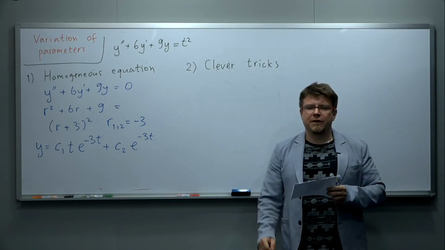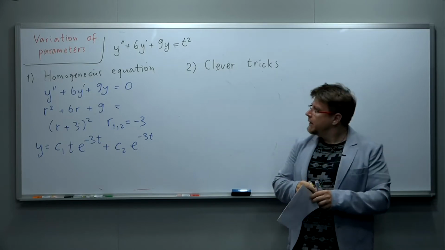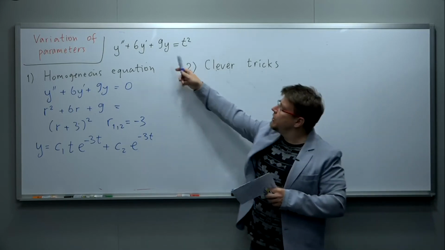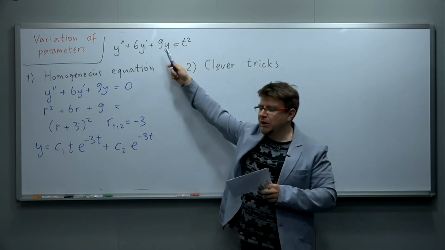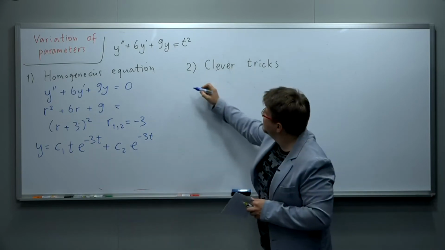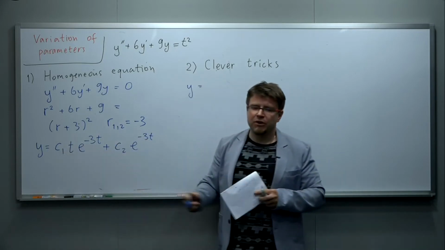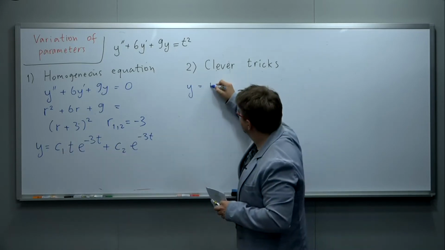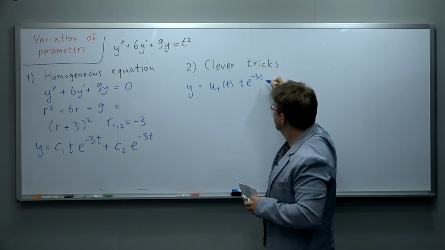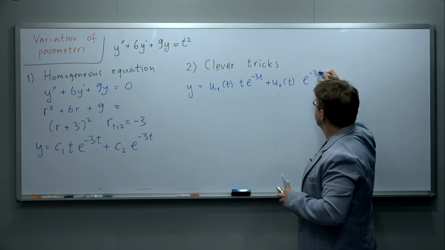The second part of the method of variation of parameters is actually two very clever tricks. The first very clever trick is that we are going to look for a particular solution of the non-homogeneous differential equation in the following form. We take the general solution of the homogeneous equation and we replace these two constants with functions of t. So it is u1(t) times t e^(-3t) plus u2(t) times e^(-3t).